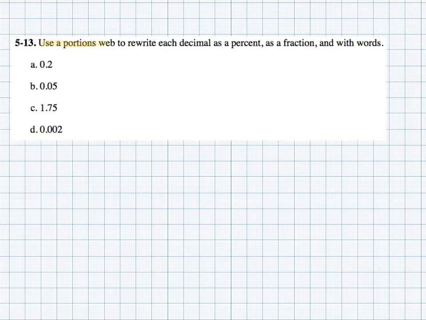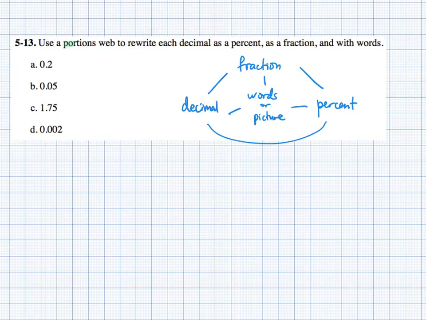Use a portion sweep to rewrite each decimal as a percent, as a fraction, and with words. So a portion sweep is when you have the connections between the fraction, decimal, and percent, and now you could also do words or pictures. So that's what they're asking us.